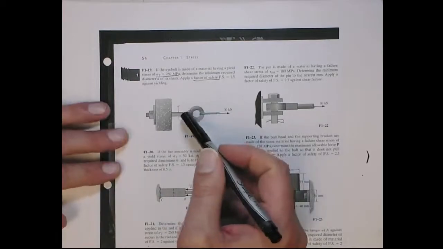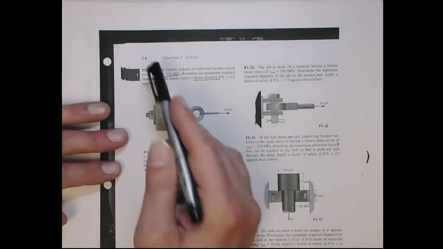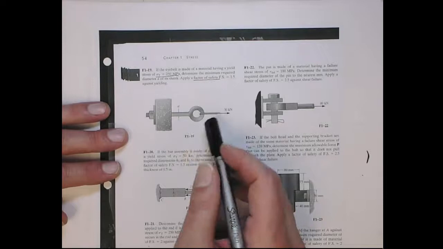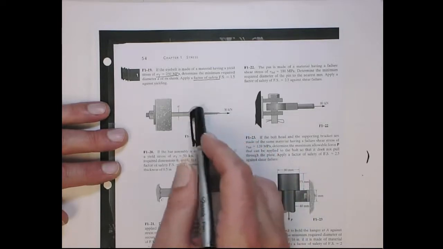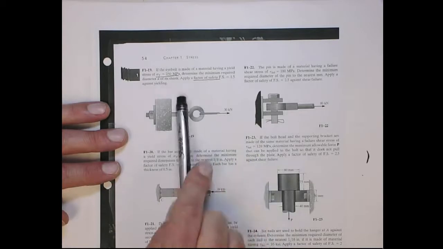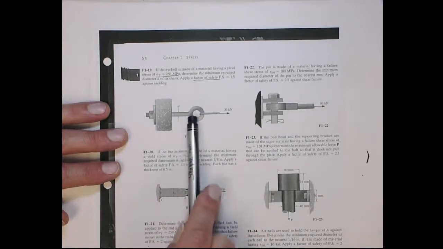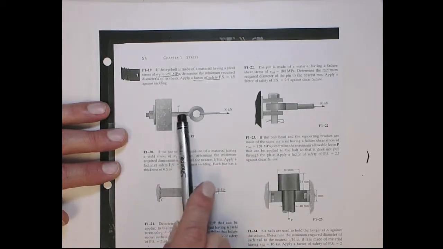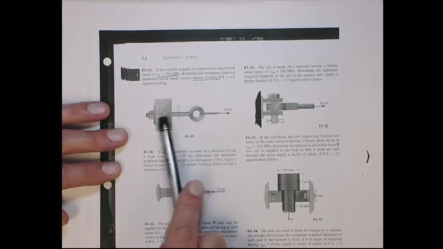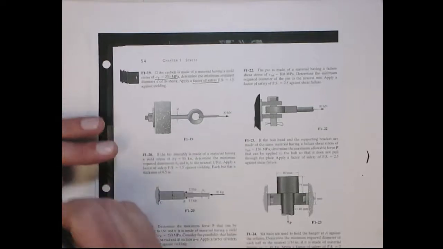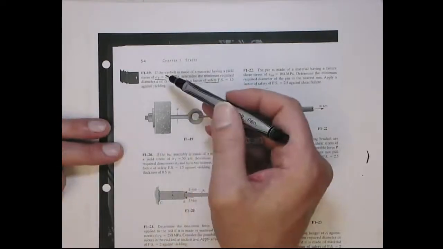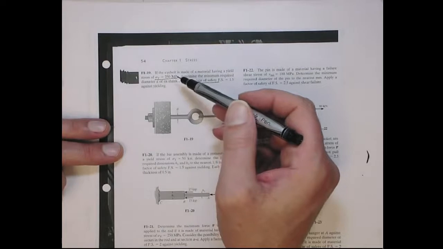So this is problem F1-19, page 54 in Hibbeler. A 30 kilonewton force is applied onto this eyelet. The problem is saying that we're interested in designing the diameter for the shank of this eyelet. It's given by the diameter lowercase d. It's made out of a material that has a yield strength of 250 megapascals.